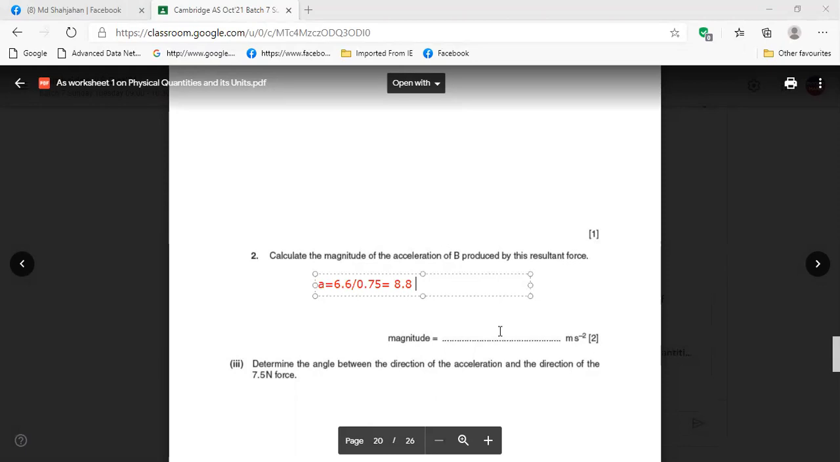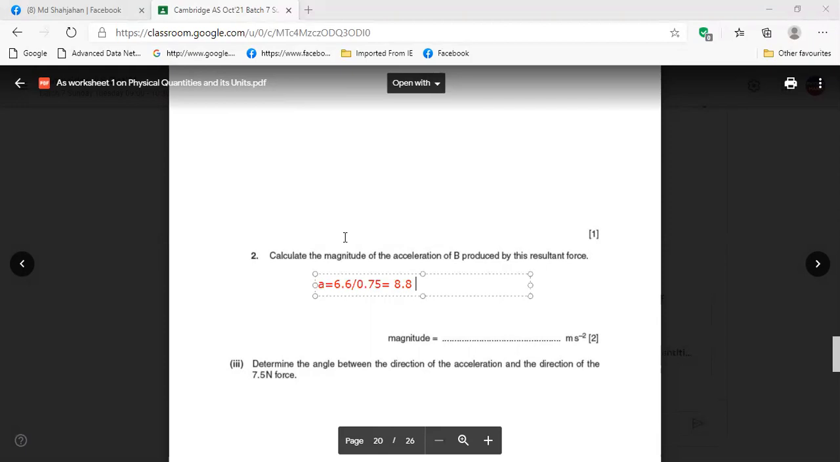Okay. Now last part, you see, we have to determine the angle between the direction of the acceleration and the direction of the 7.5 Newton force. So your 7.5 Newton was upwards, right? And your resultant force is the diagonal. Now with your protractor, you check what is the angle you got.